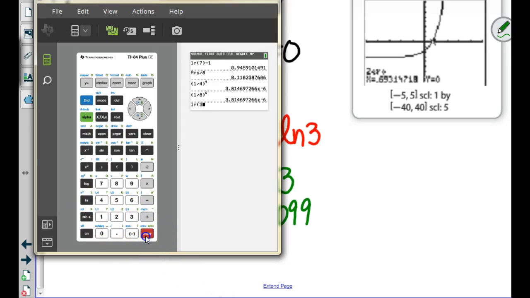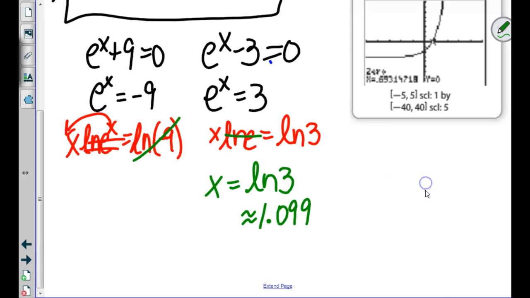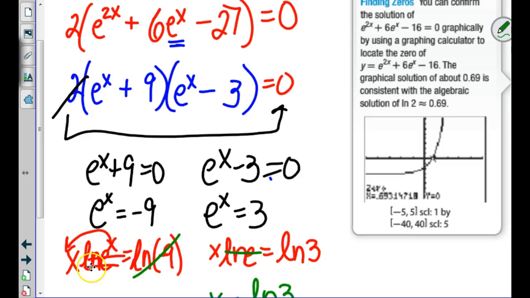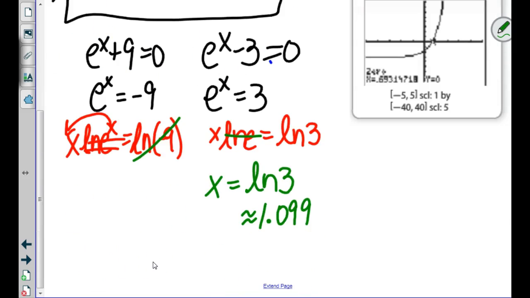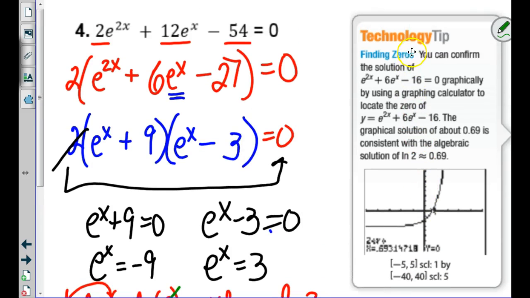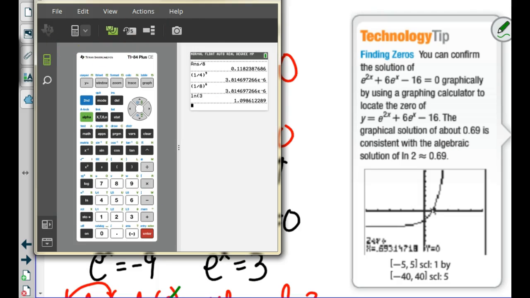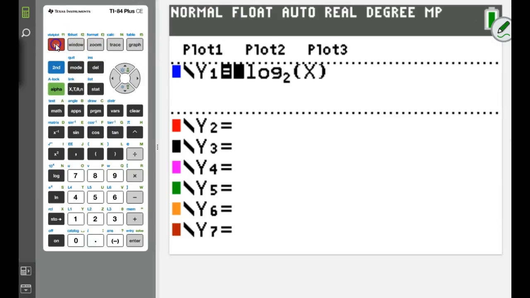Ln of 3, 1.086 or 1.099 or 1.1. Okay. Any questions? This little note over here does say you can confirm this solution by graphing. So you could have graphed this original equation, y equals, somebody remind me what it said, 2 e to the x, right?